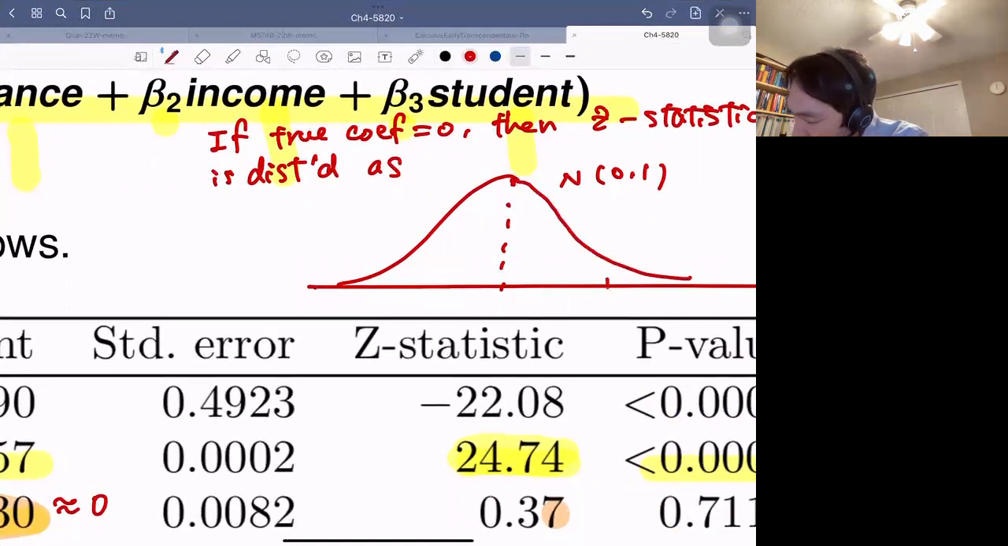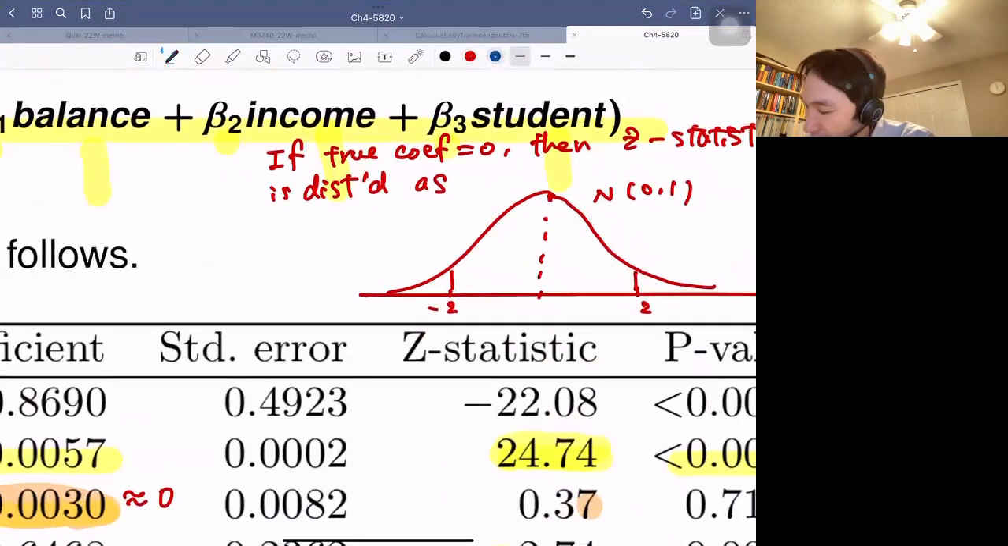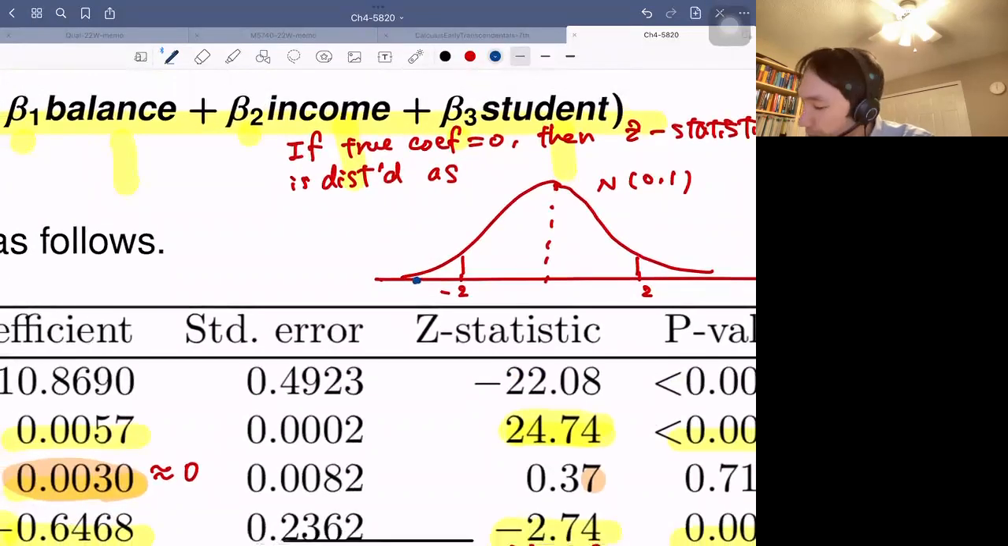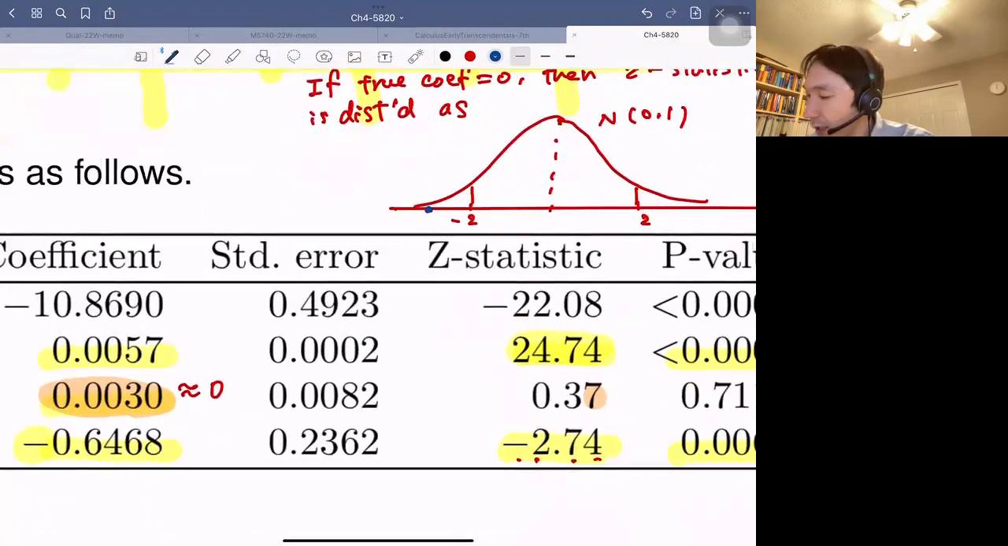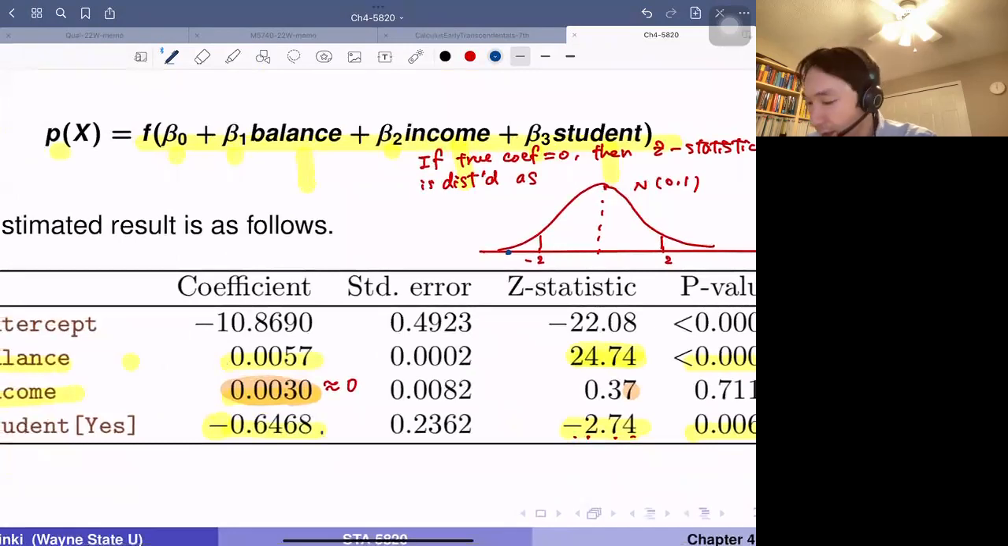The standard normal distribution has this shape, and we know that negative 2 to 2 has almost 95% coverage. So for example, this statistic of negative 2.74 means that our test statistic falls in probably around here. That is very strange if the true coefficient is 0. So we reject the possibility that beta 3 is equal to 0. So when we see this statistic, we can see how significant this coefficient is.